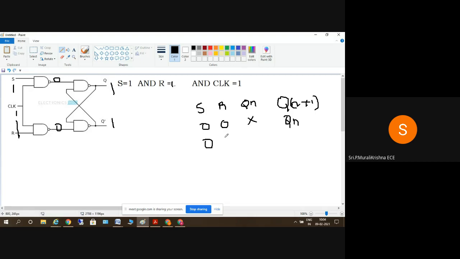Next, S is equal to 0 and R is equal to 1, irrespective of the value of Q of n. So what output will I get here?